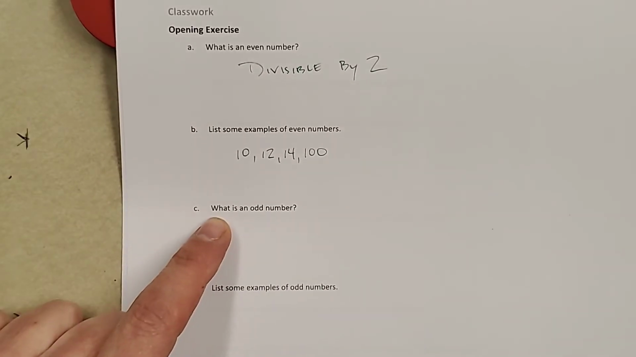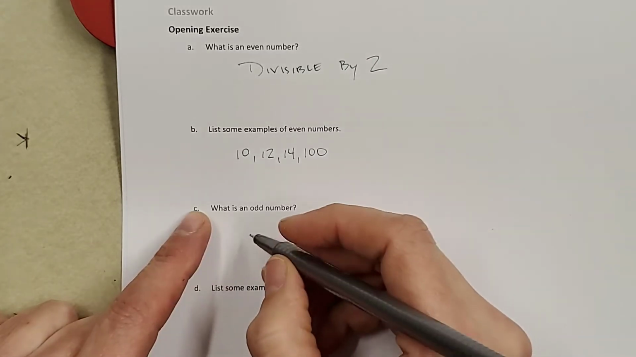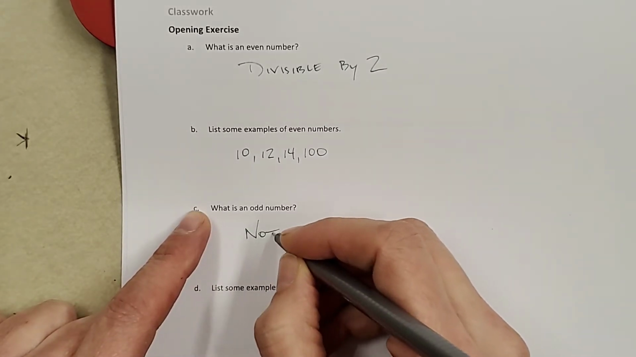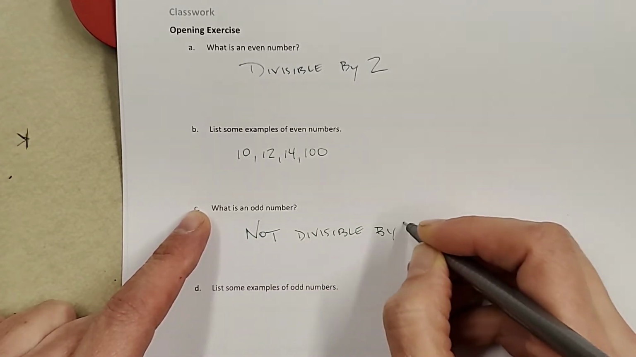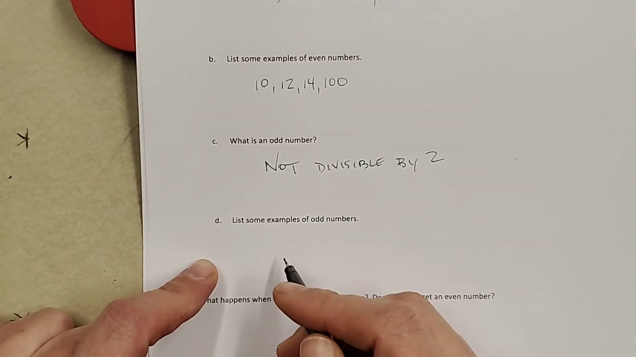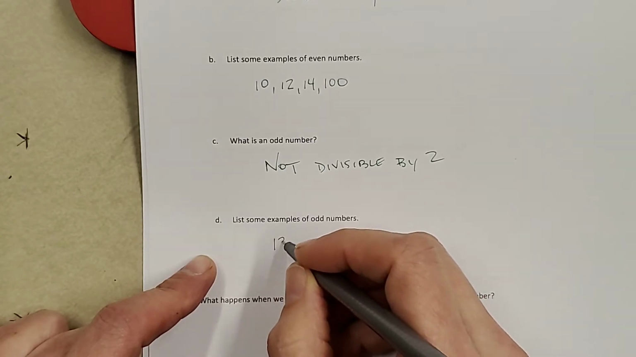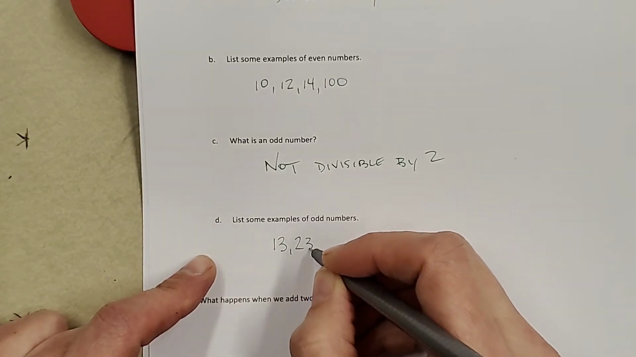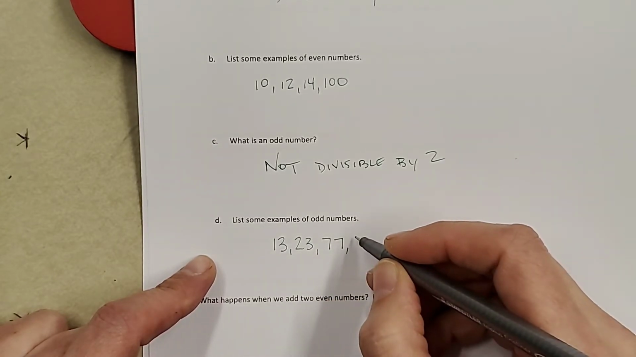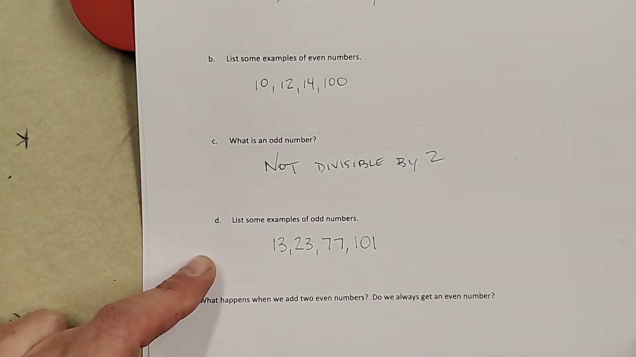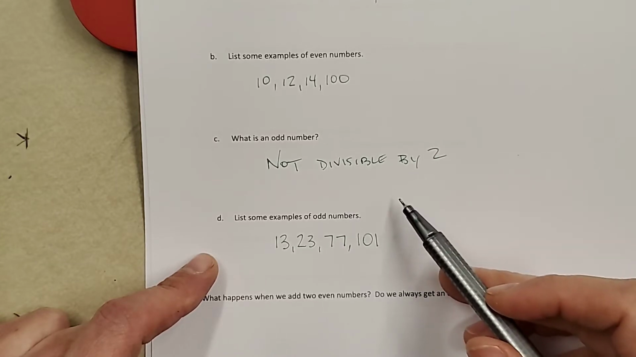What's an odd number? Well, I'm going to say if an even number is divisible by 2, then an odd number is not divisible by 2. Some examples: 13, 23, 77, 101. If you don't believe me, test it. Divide them by 2. If it's not even, I win.